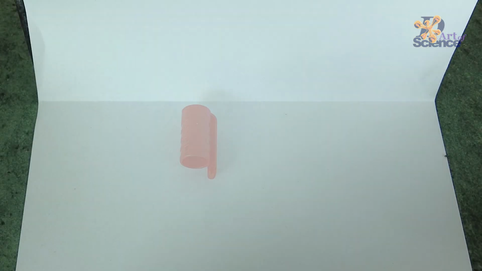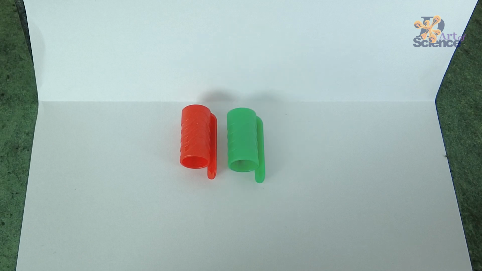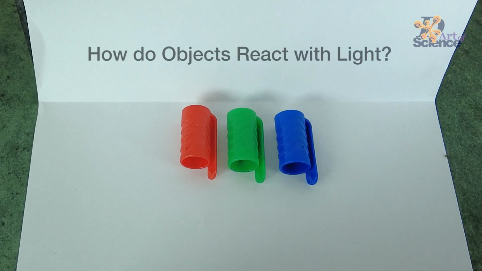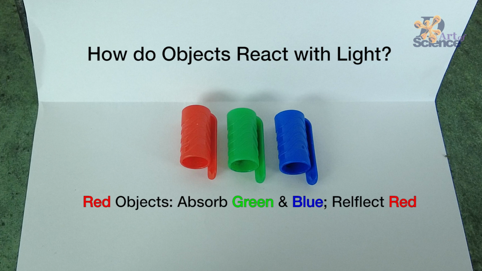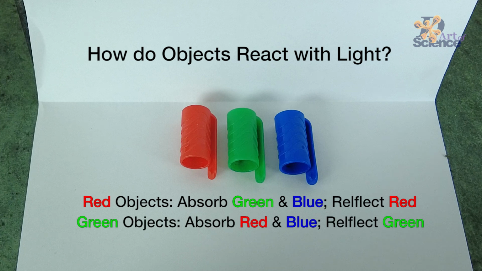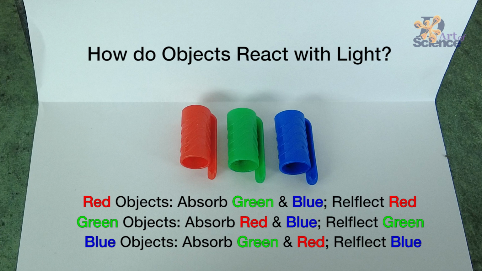We have three objects of the colors red, green, and blue. Under a white light, the red object absorbs blue and green light and reflects red light that enters our eye. Similarly, the green object reflects green light, and the blue absorbs green and red light and reflects blue.